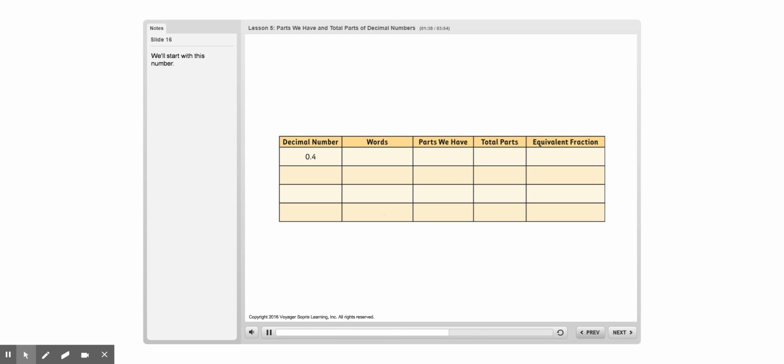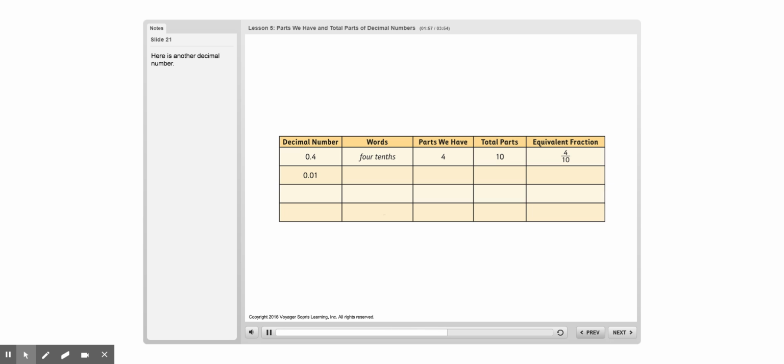We'll start with this number. We read this decimal number as 4 tenths. This tells us we have 4 parts, and there are 10 total parts. The equivalent fraction is 4/10. I'm going to quiz you.